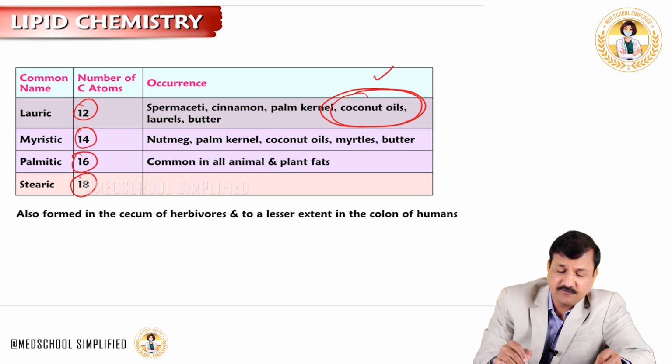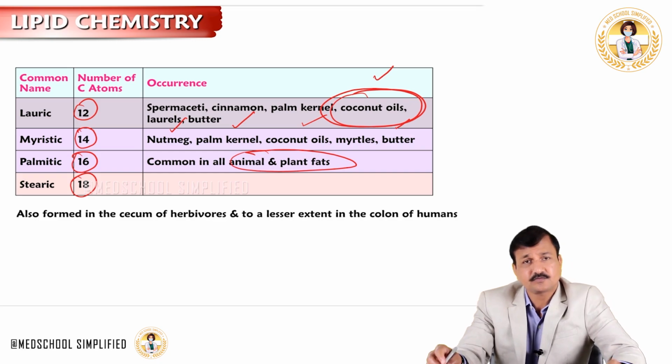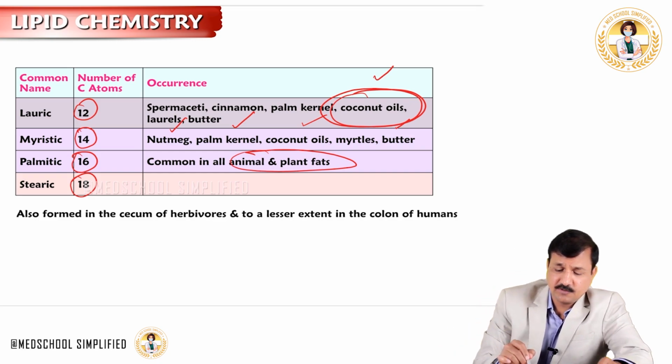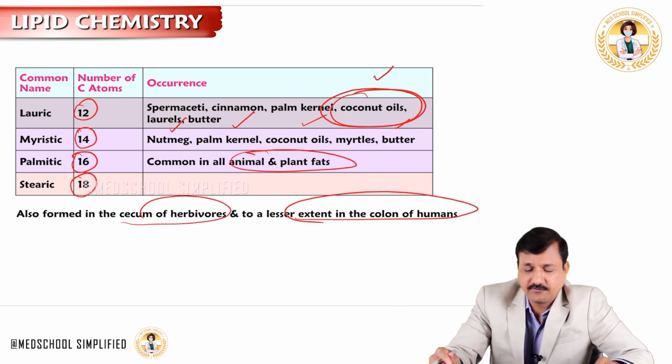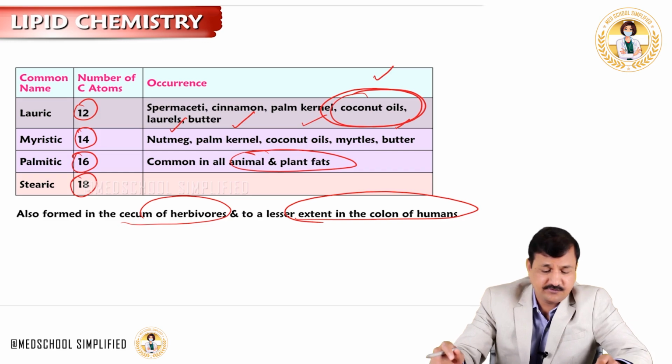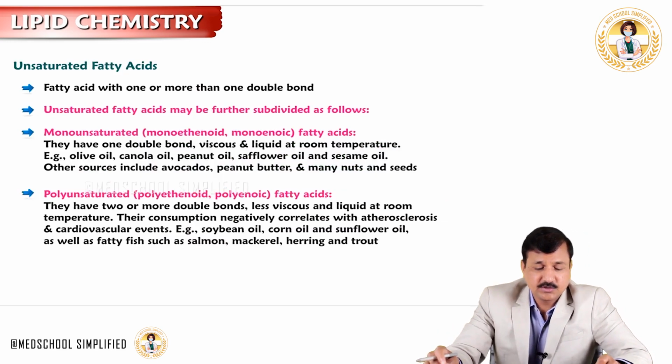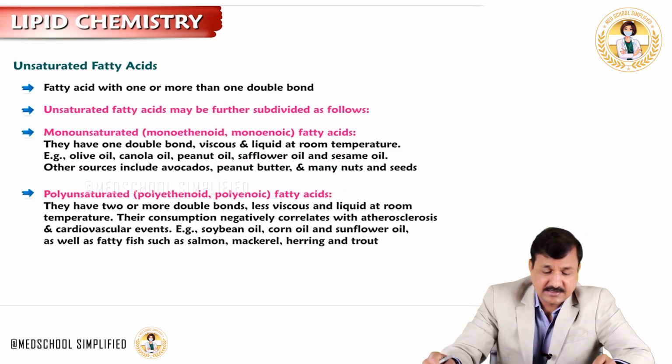Whereas myristic acid, a 14 carbon fatty acid, is present in nutmeg, palm kernel, coconut oil and butter. Palmitic acid is common in all animal and plant fats. Also, these fatty acids are formed in the cecum of herbivores, and to a lesser extent they can be formed in the colon of humans. Coming to unsaturated fatty acids.